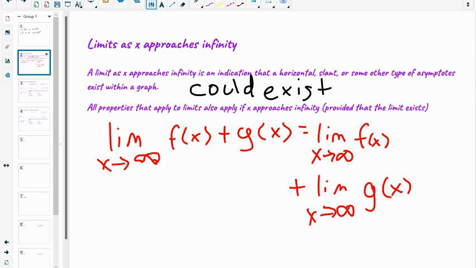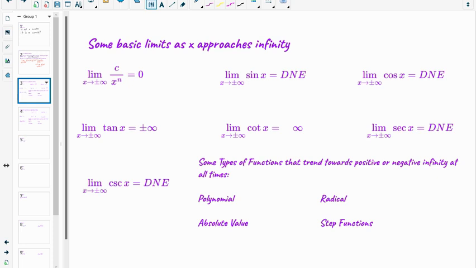It works for sum, product, difference, and quotient, provided that the limit of g of x is not equal to 0. It works for infinity as well, and again, provided the limit exists. So, some basic limit properties.